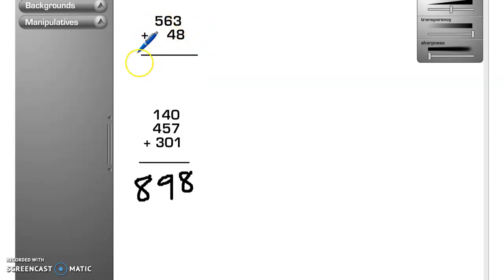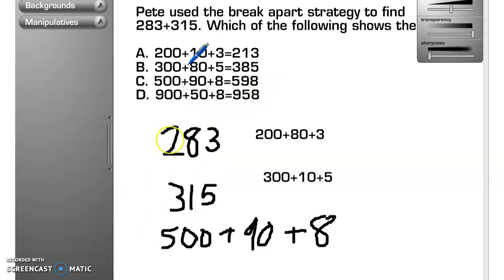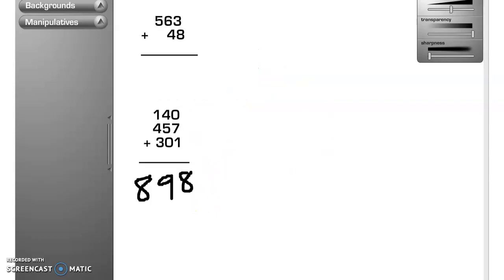So here, I'm going to have you on a Post-it add 563 plus 48. You may use the place value method that I just used here, or you can use the break apart method that I used right here. So either way, that's what you can use. What I want you to do is I want you to write this problem, 563 plus 48, on a Post-it and turn it in.